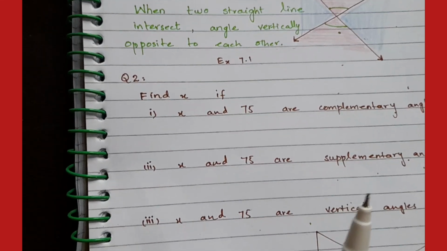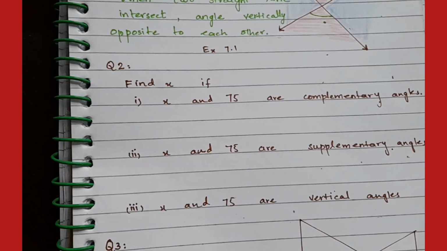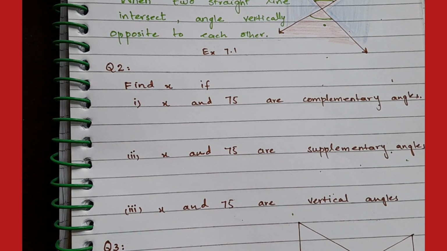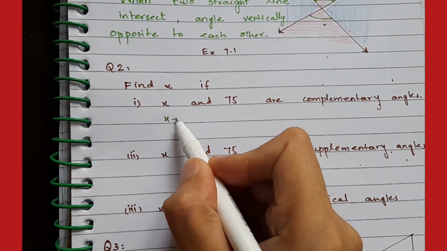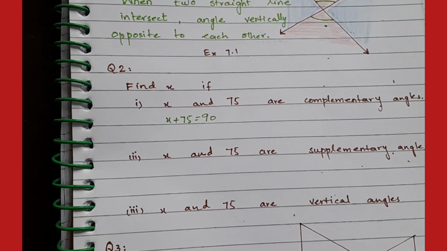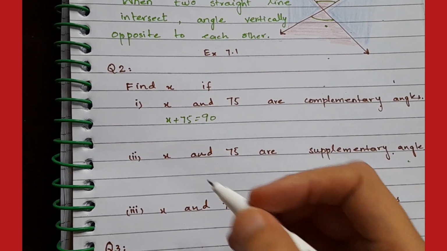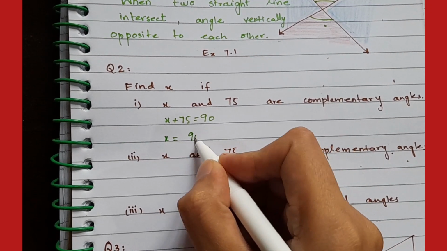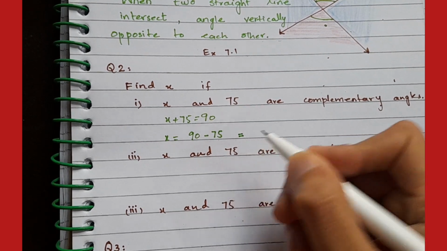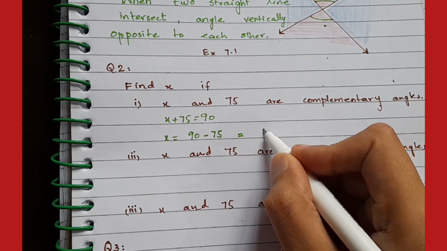So when we come to the exercise, we have a question like this: find x. Find x if x and 75 are complementary. Complementary angles means that the sum is what? Equals 90 degrees. So that means that if we want to find x, we have to subtract 75 from 90. What we have is what? 90 minus 75 is 15 degrees.